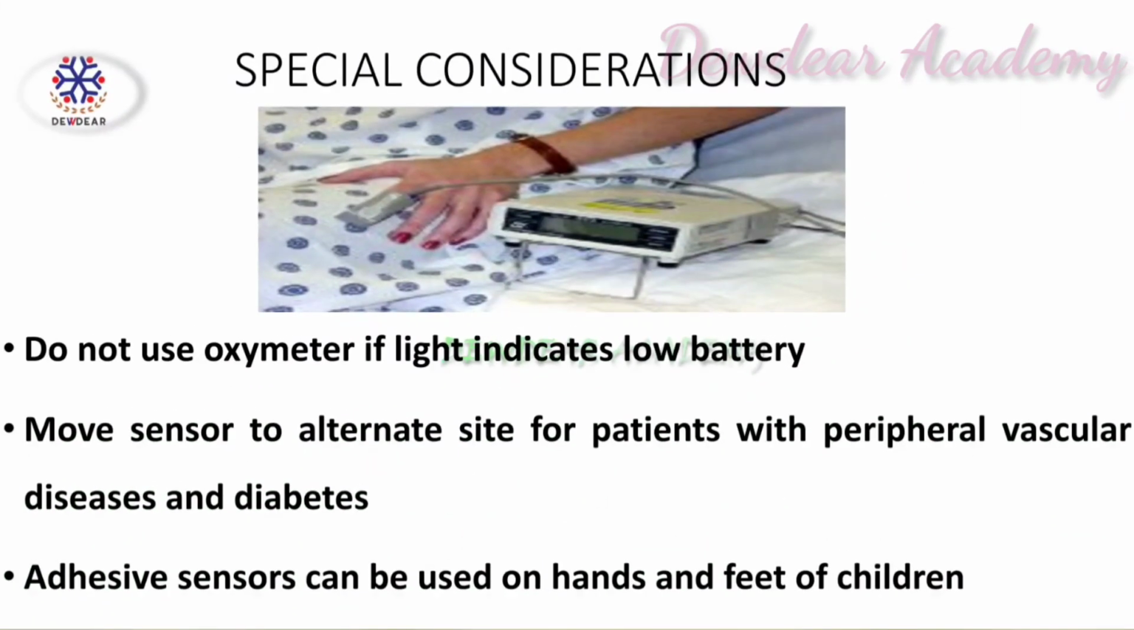And some of the special considerations: do not use the pulse oximeter if the light indicates low battery. So we have to check the battery level. Then move the sensor to alternate sites for patients with peripheral vascular diseases and diabetes. And adhesive sensors can be used on hands and feet of children. For children we have to use adhesive sensors, as the children may be moving the hands and feet.